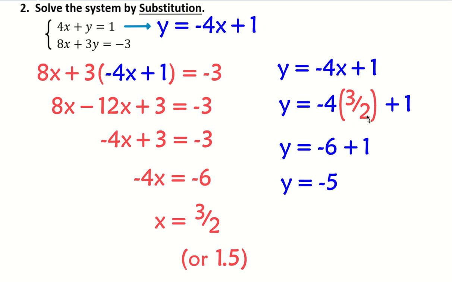So negative 4 times 3 halves is negative 6, plus 1 is negative 5. So your final answer is 3 halves, comma, negative 5.